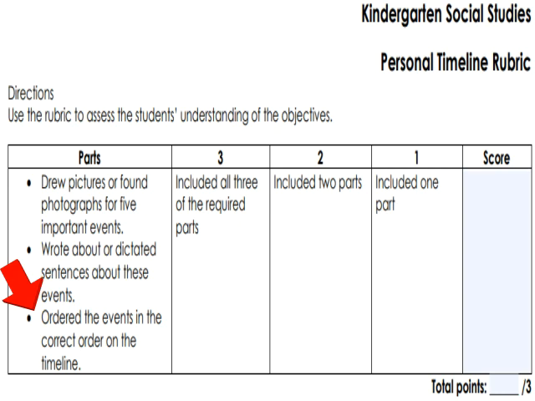The last one says the student ordered the events in the correct order on the timeline. So we're going to be sequencing these events in order. So if I put something like I was born, which is on my timeline, that surely must be the first thing that happened to me. I can't have I got a pet dog, which is also on my timeline, before I was born. That just wouldn't make sense. So we have to make sure our timeline is in order.